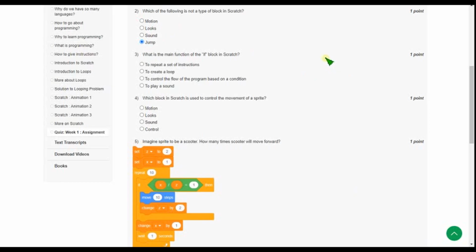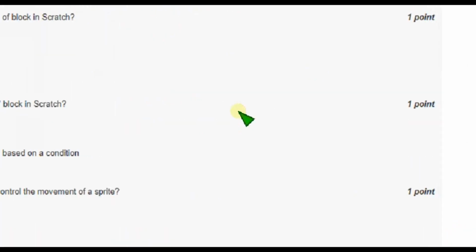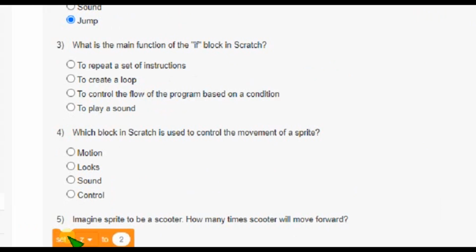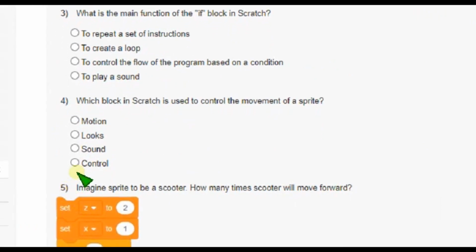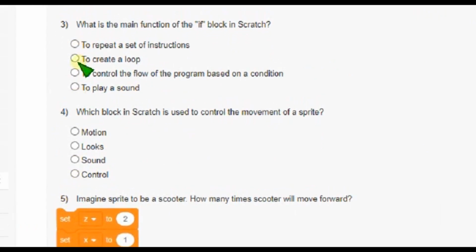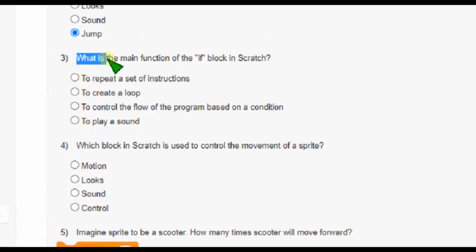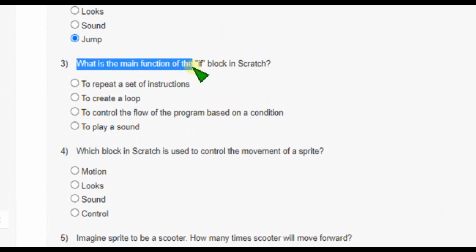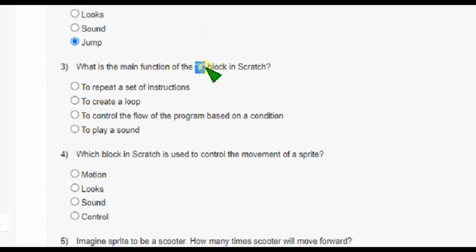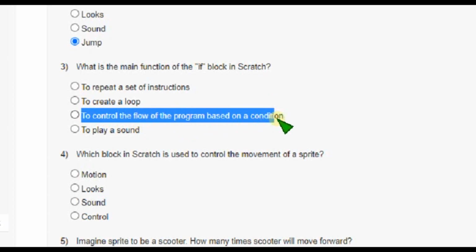Now let's move on to the third question, third one. I'm going to zoom this, guys, so that you can clearly understand that. So third question, what is the main function of the if block in Scratch? So for third question, the correct answer is third option, to control the flow of the program based on a condition.